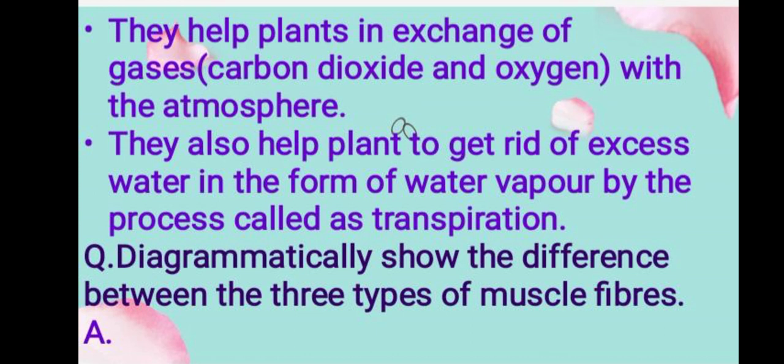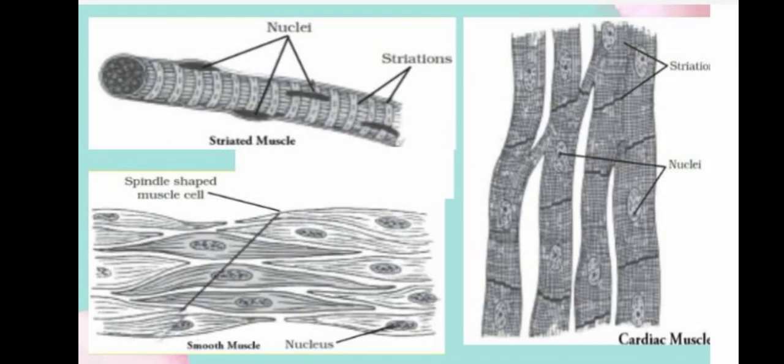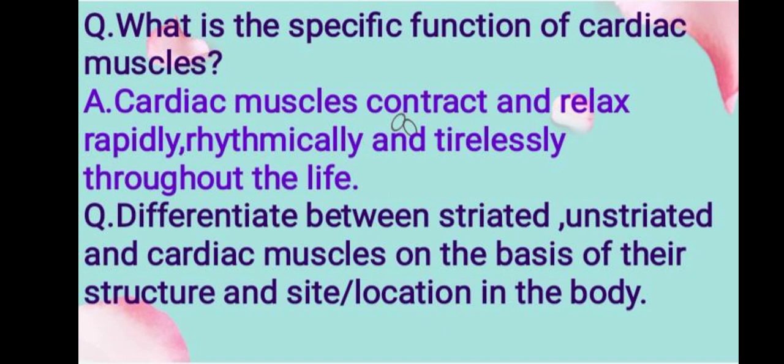Another question is the diagram based question, where you need to show difference between the 3 types of muscle fibers. So you can have answer in the form of diagrams itself. Let's move to next question. What is the specific function of cardiac muscles? The very specific function of cardiac muscle is that they contract and relax rapidly, rhythmically, and tirelessly throughout the life.